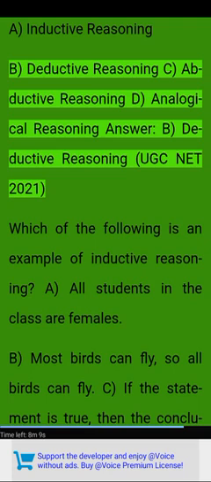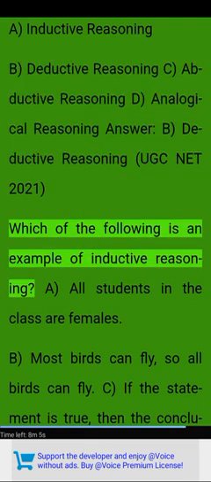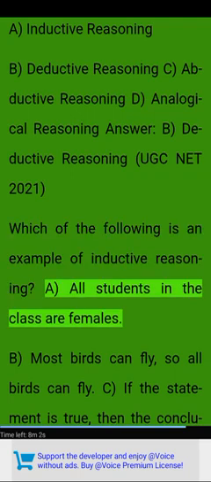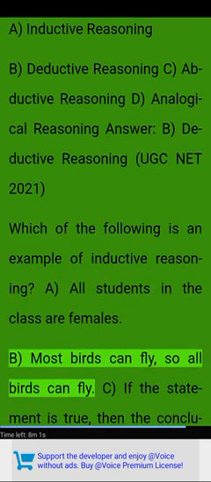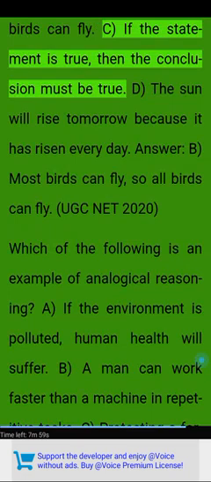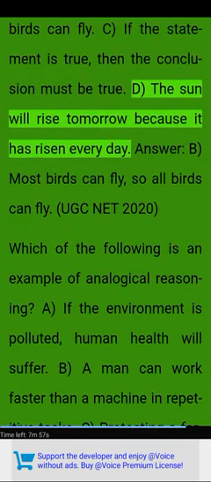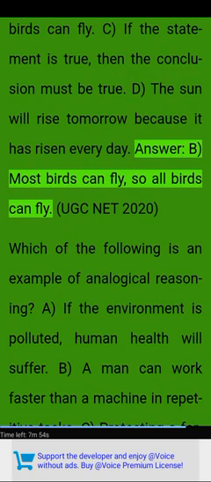Answer. B. Deductive reasoning. UGCNet 2021. Which of the following is an example of inductive reasoning? A. All students in the class are females. B. Most birds can fly, so all birds can fly. C. If the statement is true, then the conclusion must be true. D. The sun will rise tomorrow because it has risen every day. Answer. B. Most birds can fly, so all birds can fly.